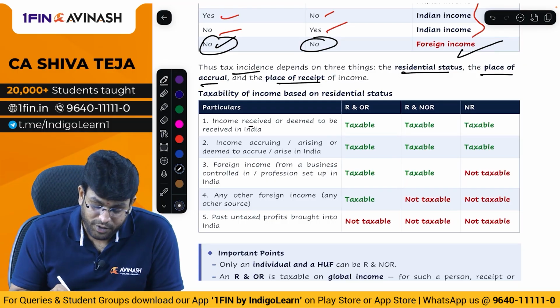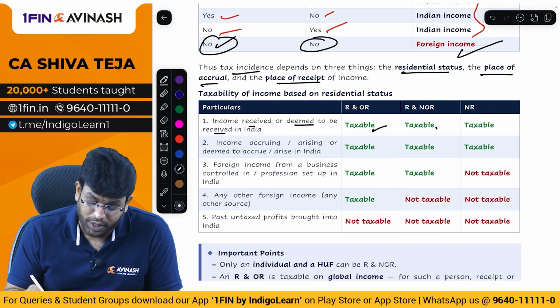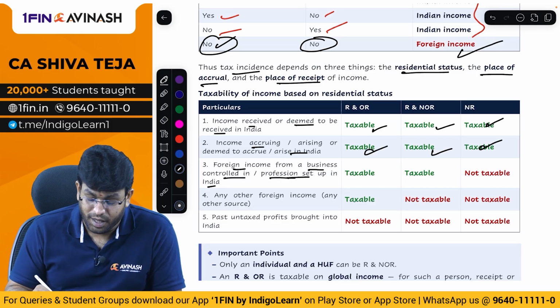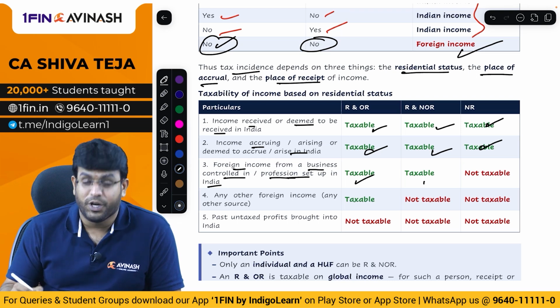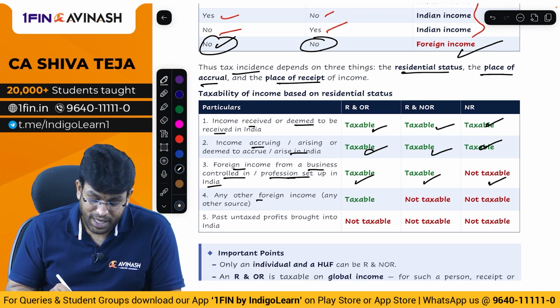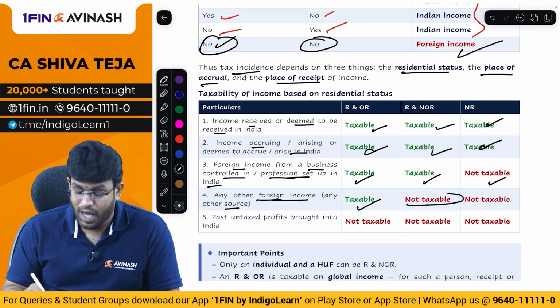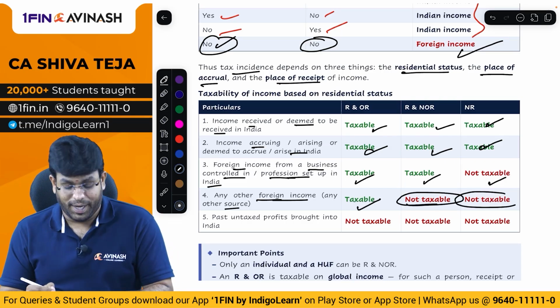If income is received or deemed to be received, we will tax for everybody. Accrued in India, taxable for everybody. Foreign income, business controlled in India or profession set up in India, we will tax for ROR, tax for RNOR, NR not taxable. Any other foreign source, we will tax only for ROR, RNOR, NR not taxable.